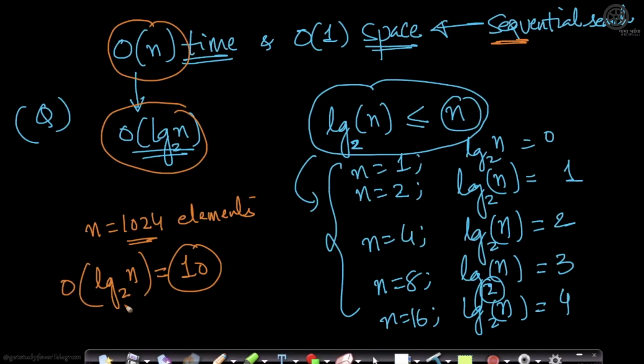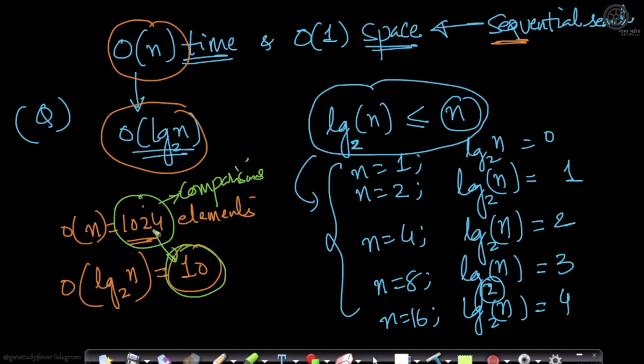If I can get away with 10 comparisons, this is the power of it. Order of n basically means I'm doing 1024 comparisons, roughly. But if I can get away with log n, which is 10, there's a huge difference between 1000 comparisons and 10 comparisons. Then my algorithm is obviously much more efficient. Log n is much less than n. You can look at these numbers: when n equals 16, log n is only 4; when n equals 1024, log n is just 10.